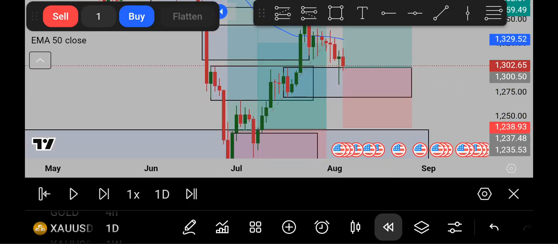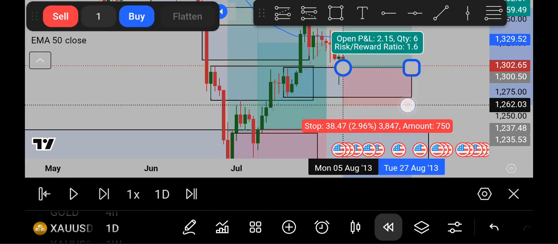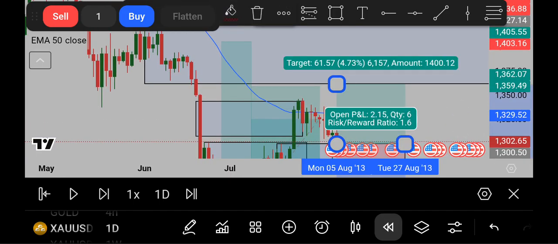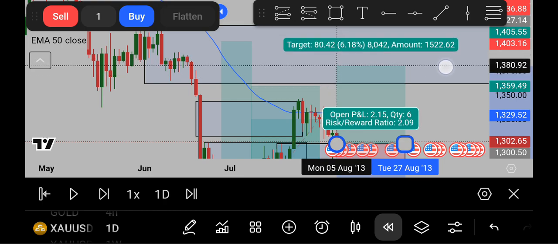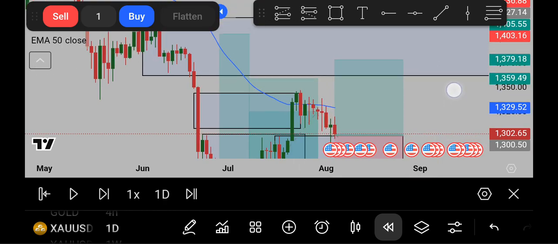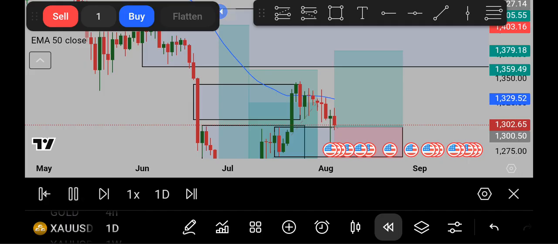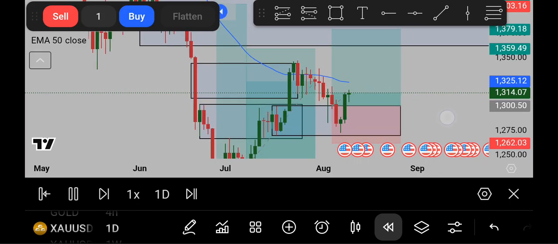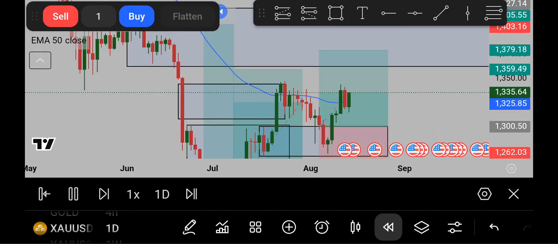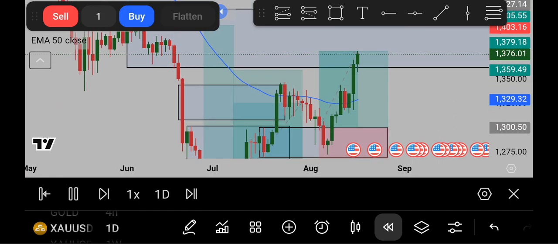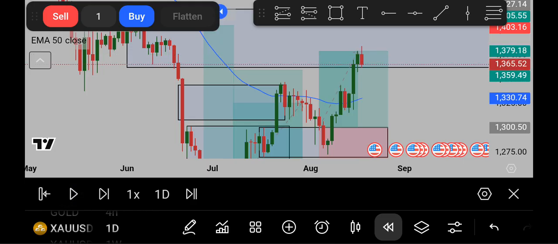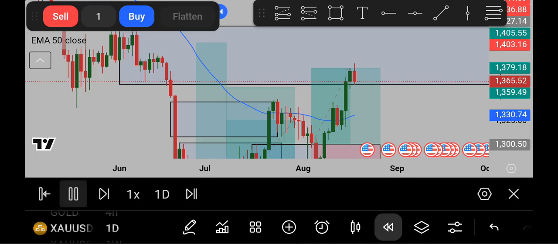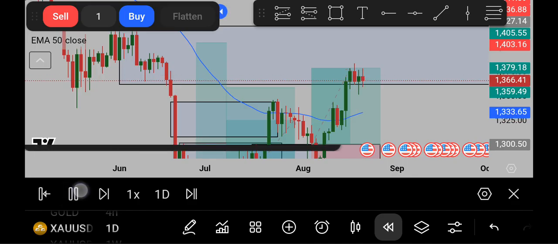Then the stop goes below this low and I'm targeting 2R on this trade. So let's see. The market reverses a little bit, then begins to go to the upside. Now what do you see? This one and this one have hit my take profit. So let's see whether this last one will hit my take profit also.